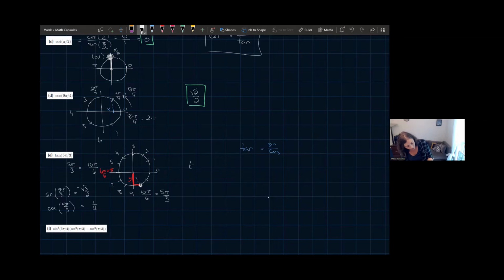Now I can take those two and put them together. Tan would be the sine value divided by the cosine value. To clean that up, I could notice that since they're both divided by 2, why don't I multiply top and bottom both by 2 to get negative root 3 over 1, or just negative root 3 for my final answer.